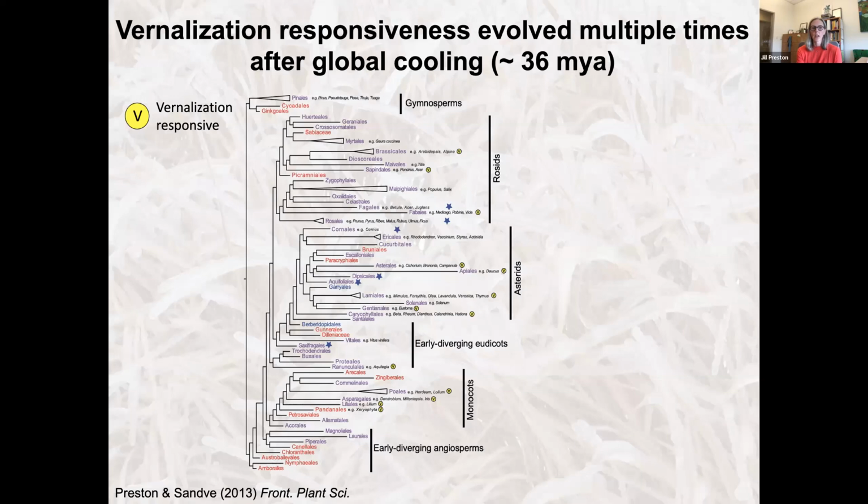So if we look at this angiosperm phylogeny, we can see that this response is actually found in many orders. That's the little V in the yellow circles, because the orders themselves are older than 36 million years. And so we can infer from this type of reconstruction that it has probably evolved multiple times independently.